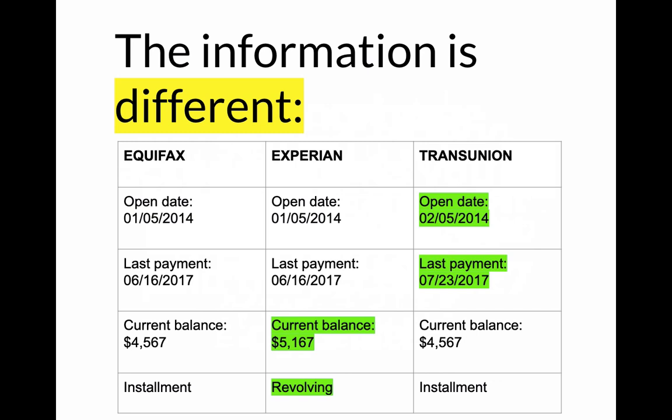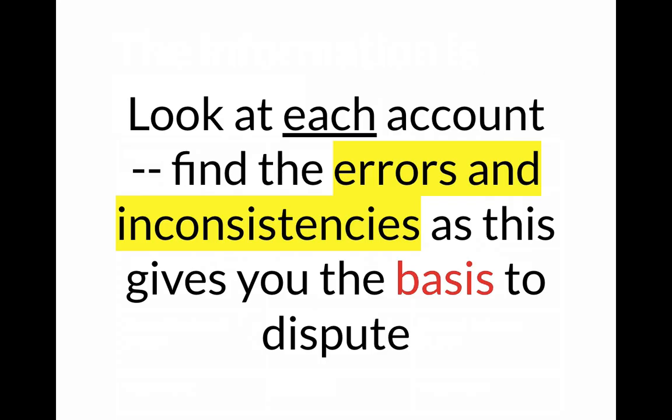Look at the current balance. Is it 4567 or is it 5167? How about the account type? Is it an installment loan? That would be like a student loan or a car loan, mortgage loan, where it's a fixed period of time. Or is it a revolving, like a credit card? It can't be installment and revolving. So that information is inaccurate. So basically you take each account and you say, where are the errors? Where are the inconsistencies? As that gives you a basis to dispute.